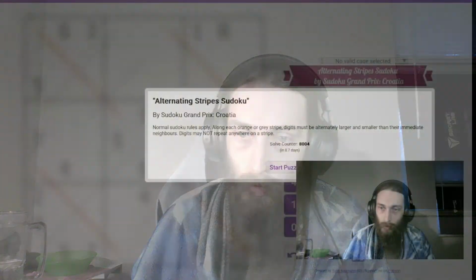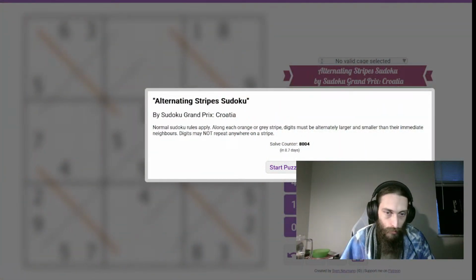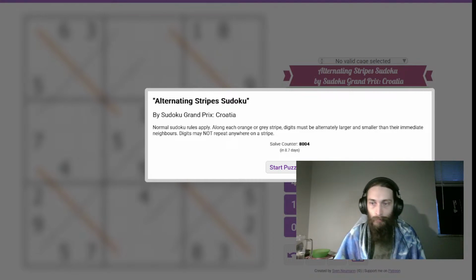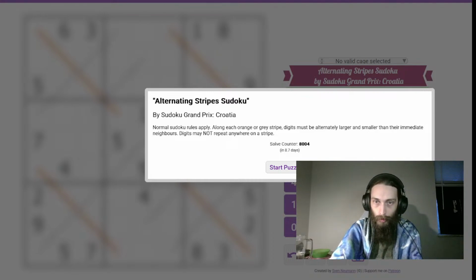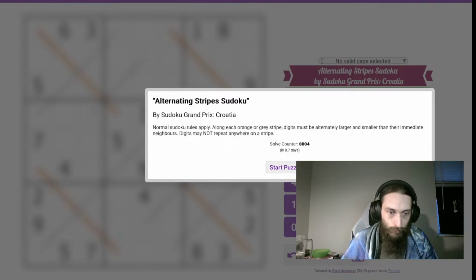So, that makes it Sudoku time. Sudoku browser, make sure that I grab this one here, and then we can transition over to this and get started. Copy. Alternating stripes Sudoku. I'll leave that open for now.